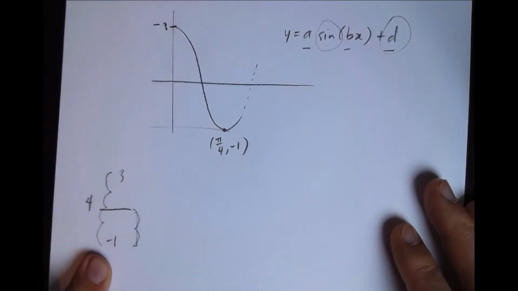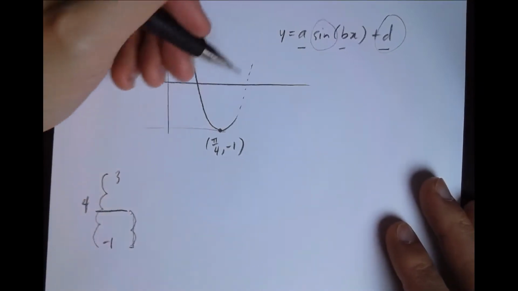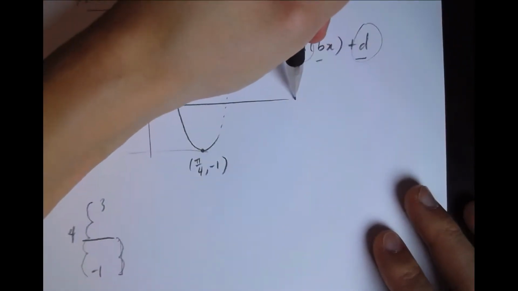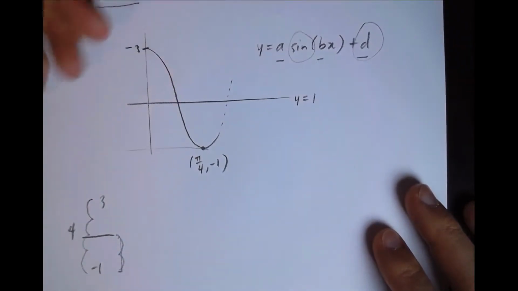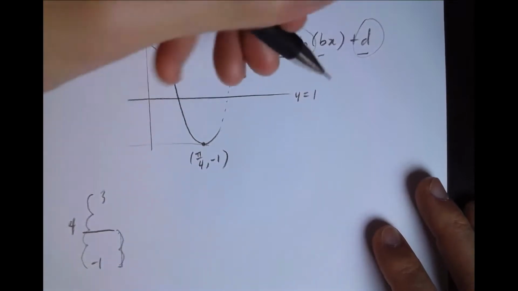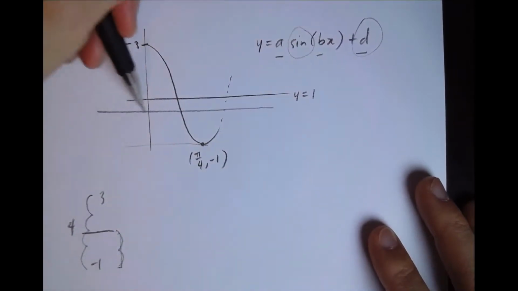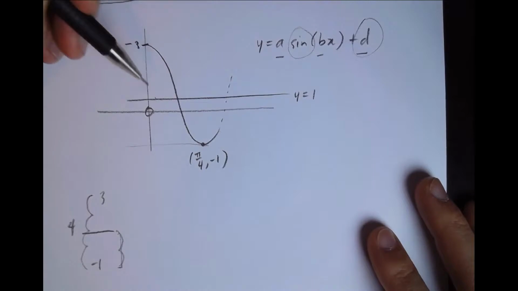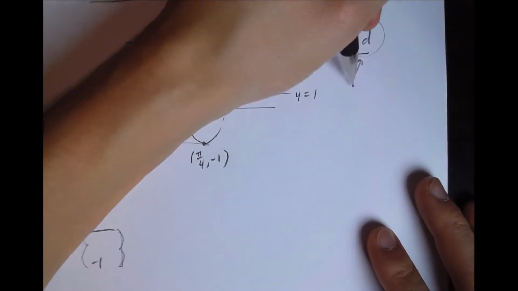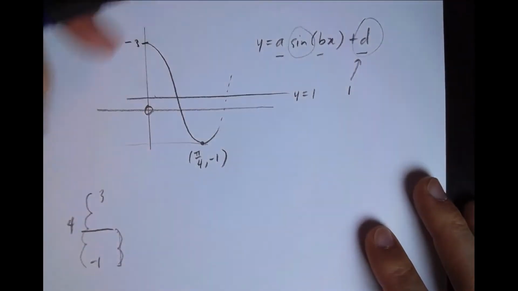So what is 2 up from -1? And the answer would be 1. So I'm going to say y equals 1. So this here would be 0. And so the y equals 1 is my d value. This is 1. D is equal to 1.